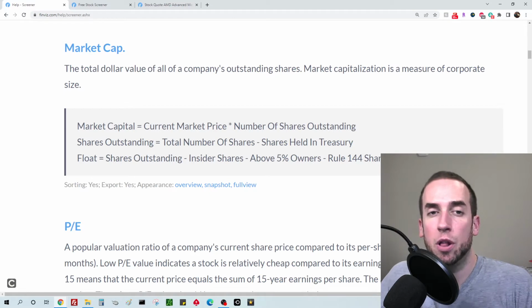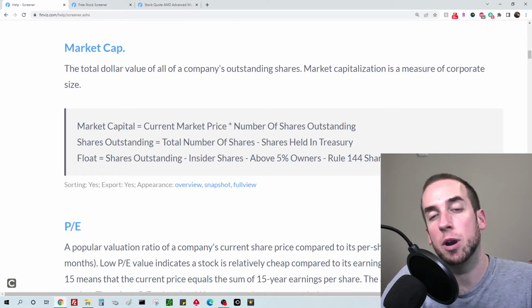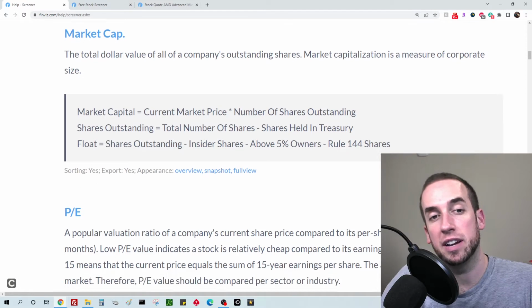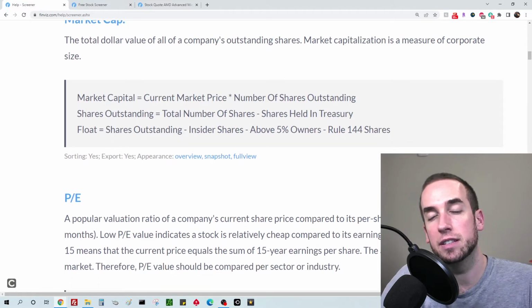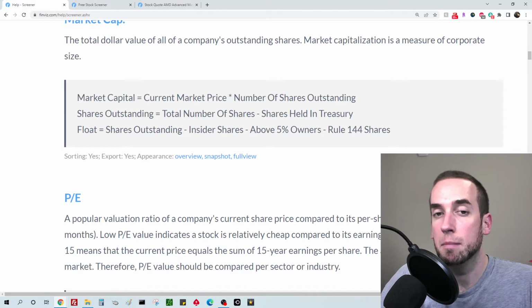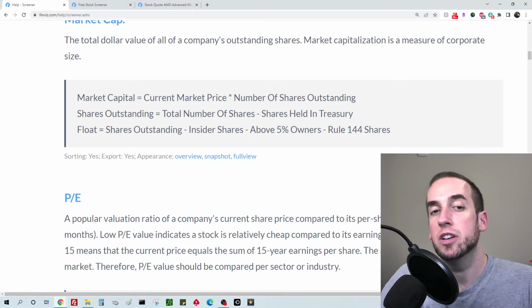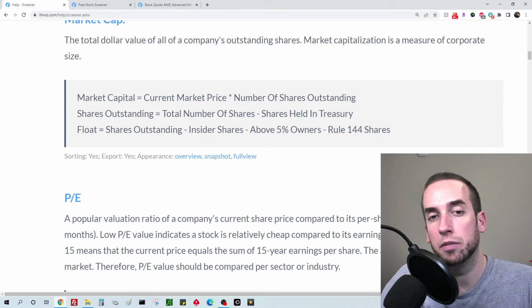Market cap, the total dollar value of a company's outstanding shares. Market capitalization is a measure of corporate size. And on Finviz help portion, they do have a box where it says market cap equals current market price multiplied by number of shares outstanding. Shares outstanding equals total number of shares minus shares held in treasury. I don't know what that means. Float equals shares outstanding minus insider shares minus above 5% owners minus rule 144 shares.